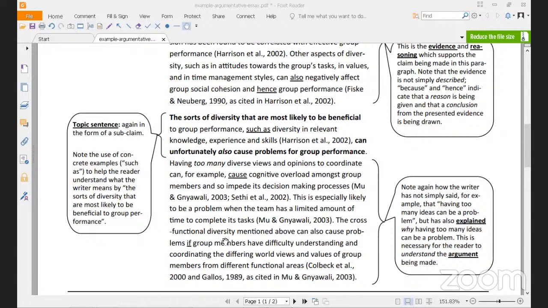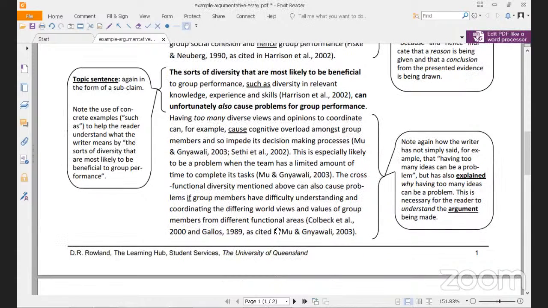The cross-functional diversity mentioned above can also cause problems if group members have difficulty understanding and coordinating the differing world views and values of group members from different functions or areas. Okay. And we're going to stop here. And this is the citation.